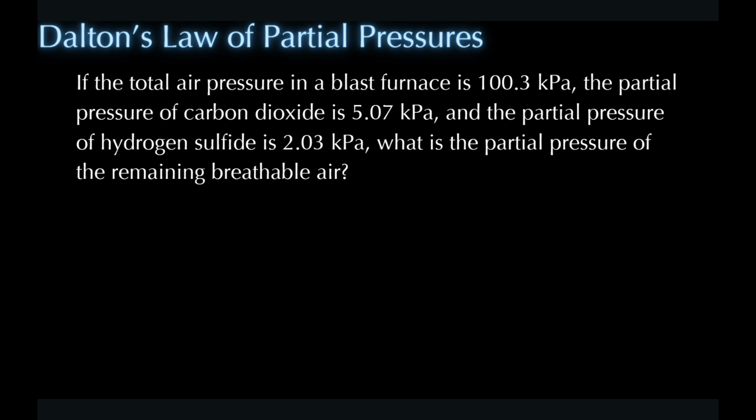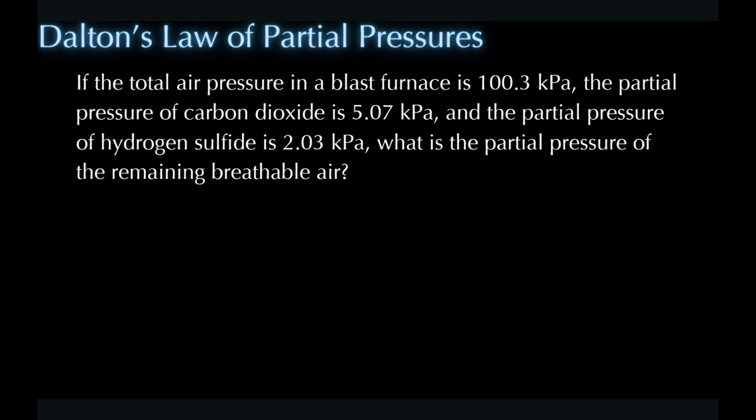So let's say the total air pressure in a blast furnace is 100.3 kilopascals, the partial pressure of carbon dioxide is 5.07 kilopascals, and the partial pressure of hydrogen sulfide is 2.03 kilopascals. What is the partial pressure of the remaining breathable air? Alright, so this is asking us to find the partial pressure. So not the total pressure, but a partial of it.